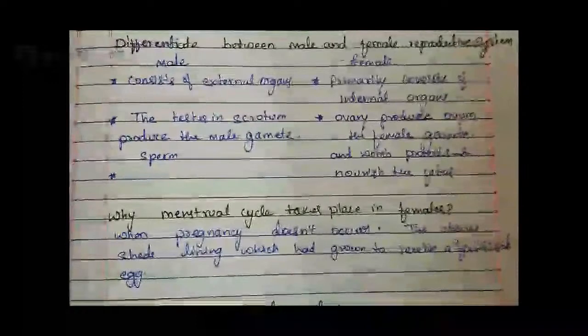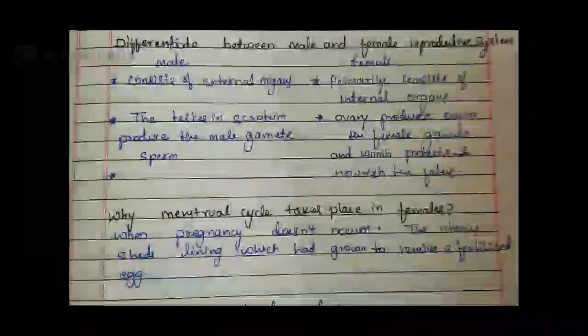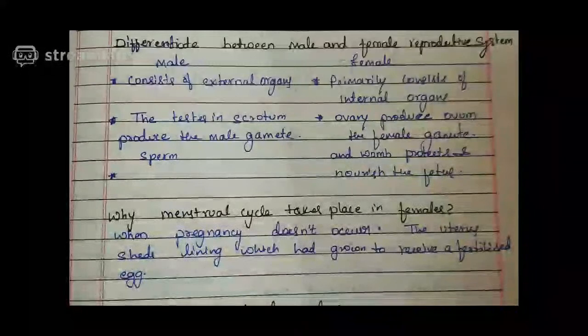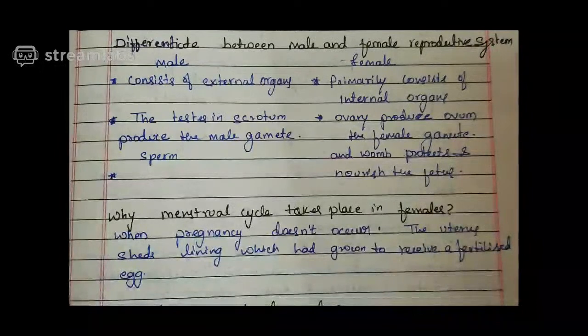Why does the menstrual cycle take place in females? When pregnancy does not occur, the uterus sheds the lining which had grown to receive a fertilized egg. So this takes place every month among the females after puberty.